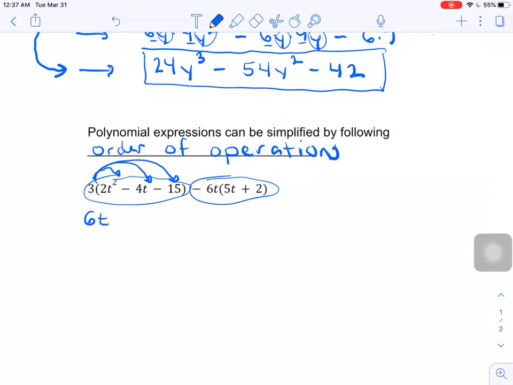So that's going to end up being 6t squared. And 3 times negative 4t is negative 12t. And 3 times negative 15 is negative 30.